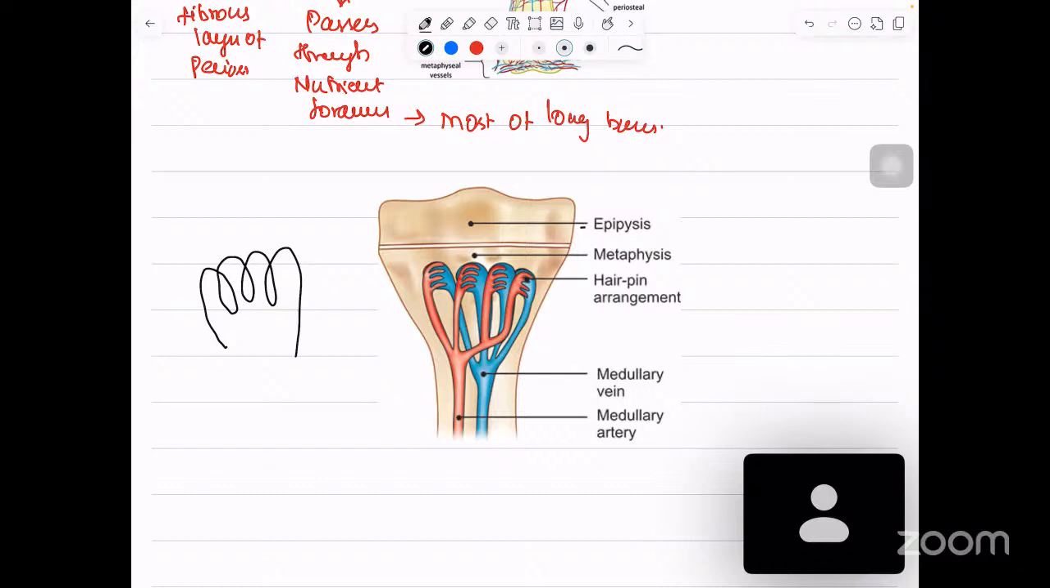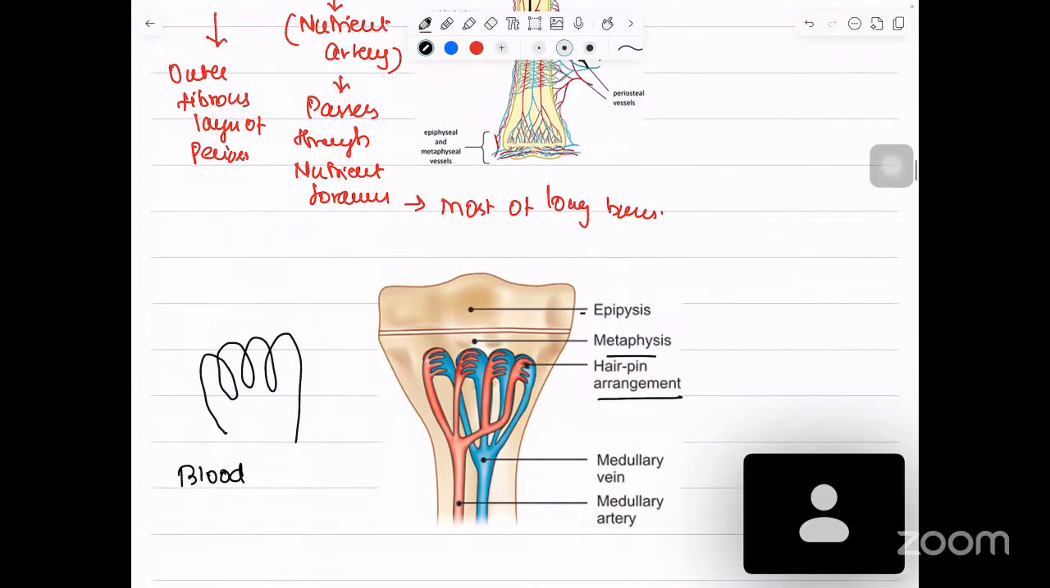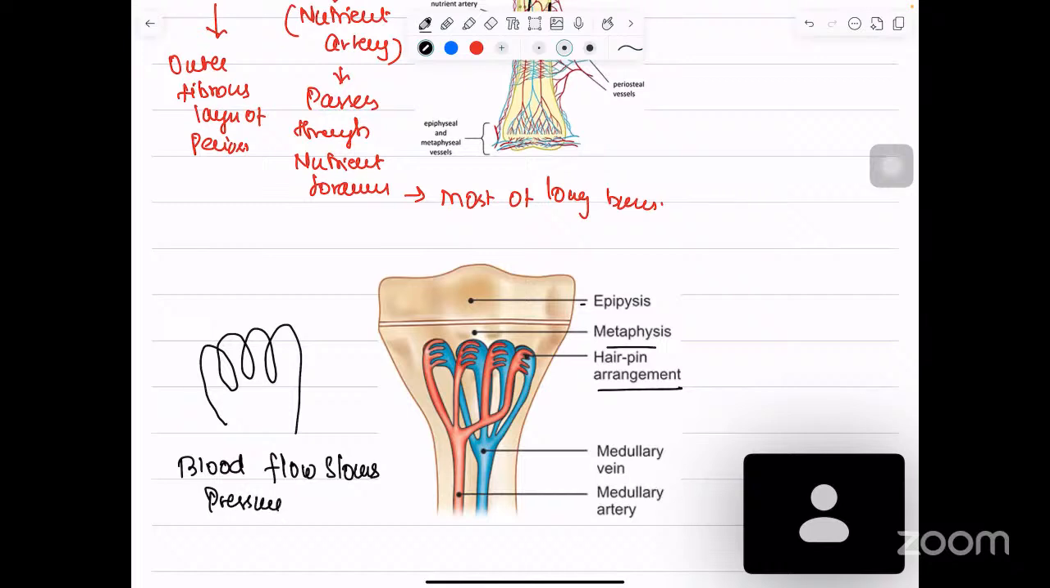What is the use of this hairpin arrangement of blood vessels? This nutrient artery passes inside the bone, so the pressure here will be very high. You can't expect the blood to travel through all the vessels with the increased pressure, because these are tiny arterioles and they tend to rupture. So the pressure has to be lowered, and to do that there will be multiple hairpin-like arrangements. As a result, the blood flow slows down, and the pressure will be minimal.